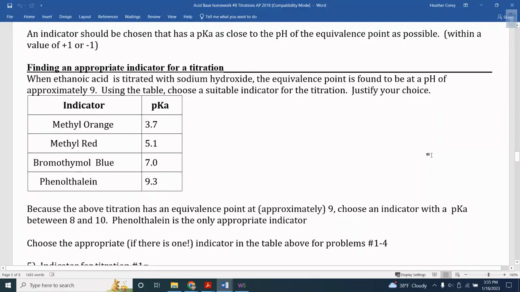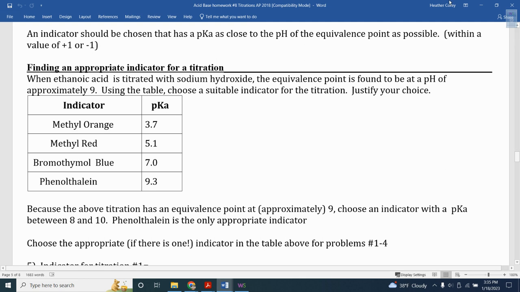Hi, this is part 2 of titrations. In the first video of titrations, we talked about how to find the pH when we titrate a weak acid with a strong base or a weak base with a strong acid. In this video, we're going to talk about how to choose an appropriate indicator and also how to calculate the pH when it's halfway to the equivalence point. There's a long way to do that, and then there's a nice little shortcut.